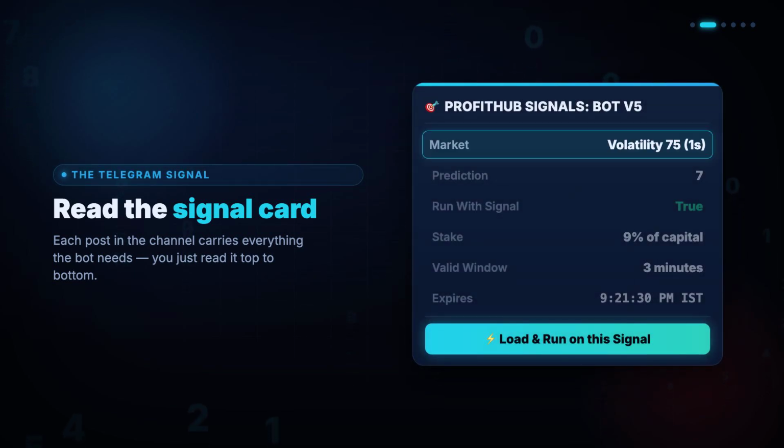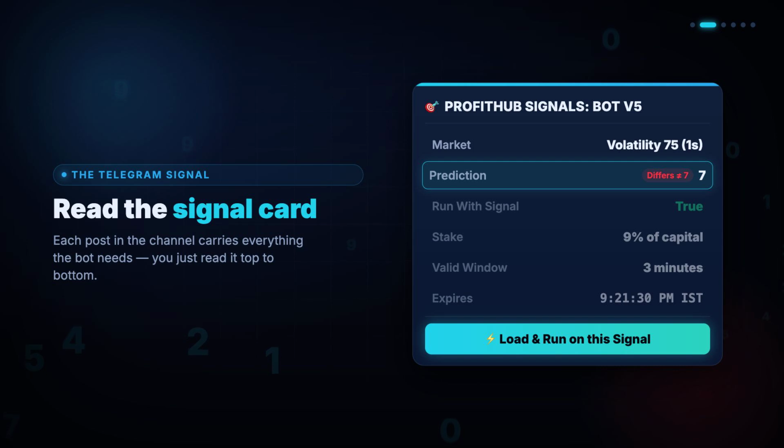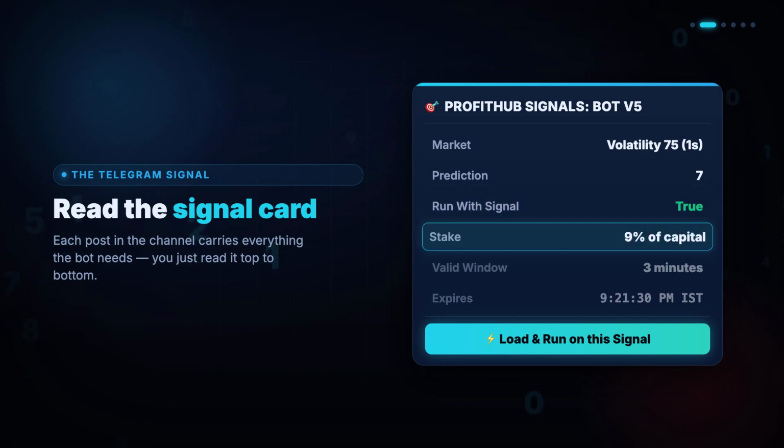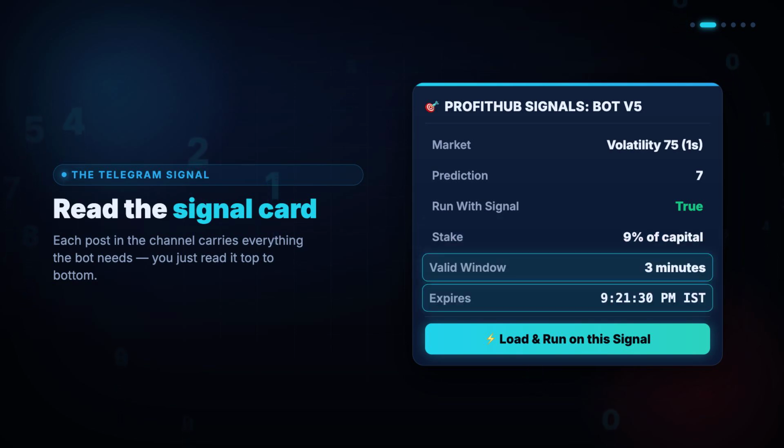First, the market to trade here, volatility 75. Next, the prediction digit. Your bot will bet that the next digit is different from it. Run with signal is set to true. Then your stake, shown as a percentage of your capital. And the validity, each signal is good for 3 minutes, with the exact expiry time.